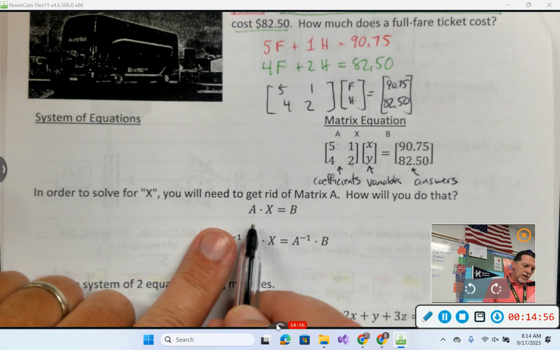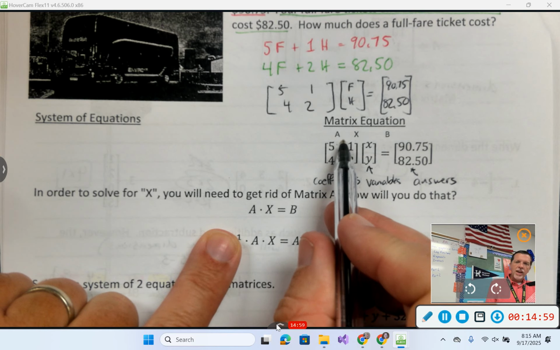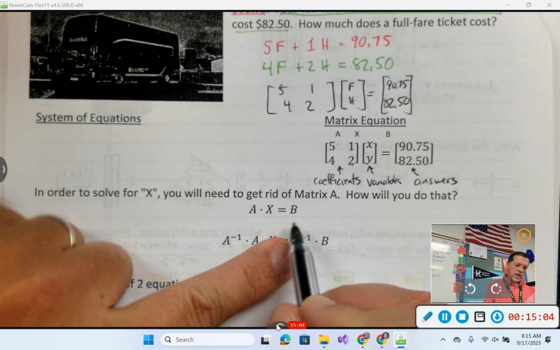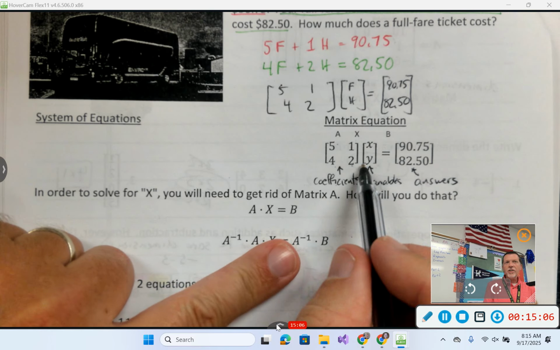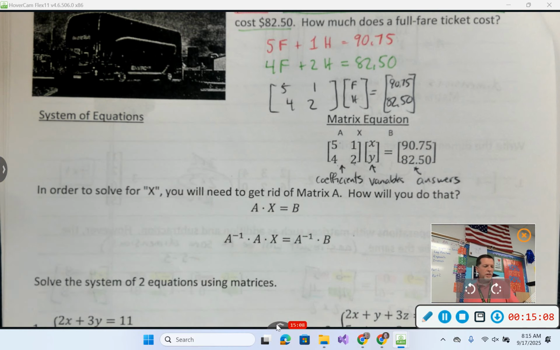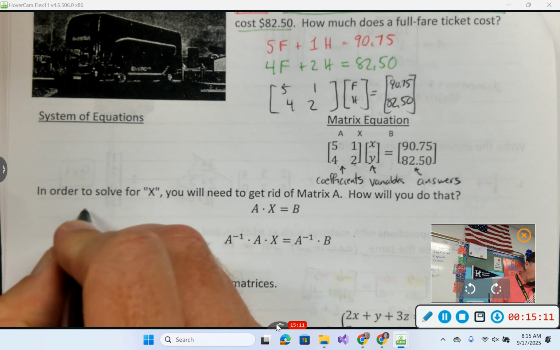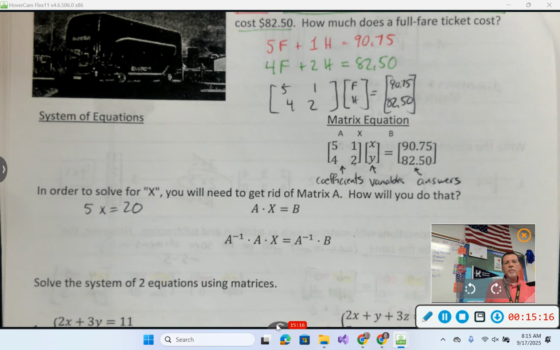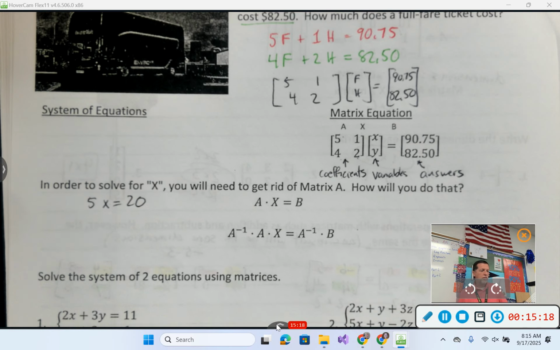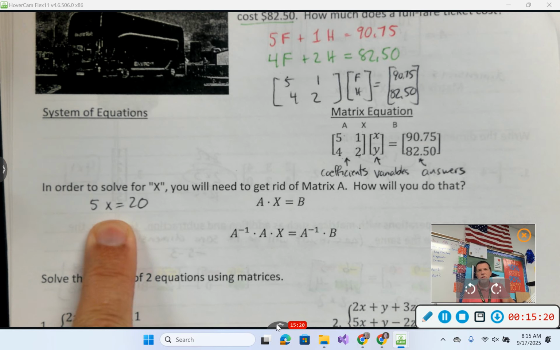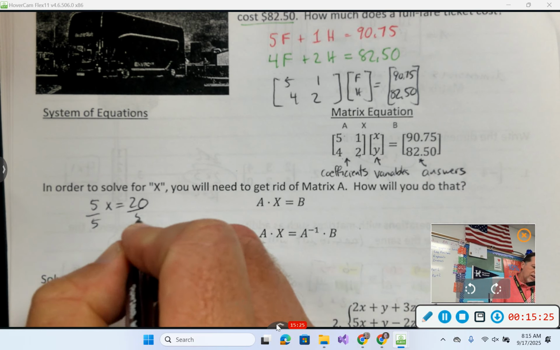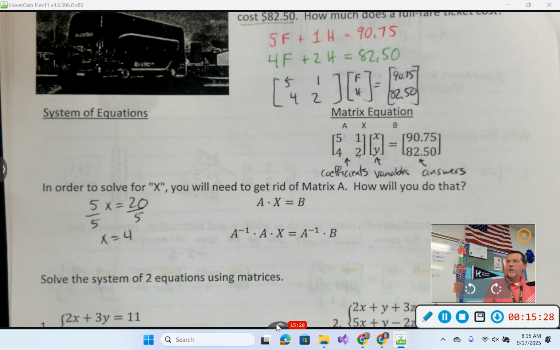Okay, so what we've got is matrix A times matrix X equals matrix B. And we're trying to get X by itself because we want to solve for X. So normally, let's work out a super simple problem here. If I had 5 times X equals 20, and X wasn't a matrix, X was just a number, what would you do to solve for X? Divide by 5. And you'd get X equals 4. Thank you, sir.